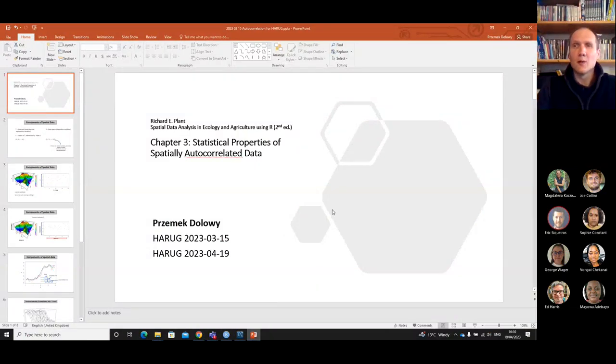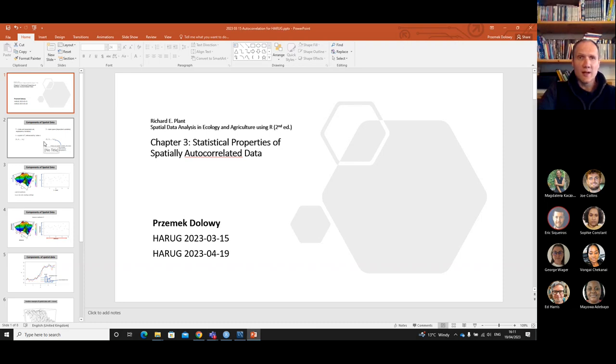Okay, so second talk of the same chapter. Chapter 3 from Plant's book deals with autocorrelated or spatially correlated data and the effect of the spatial correlation on the result of statistics, for example, for the distribution of the mean. I will briefly recap what I was saying last time.